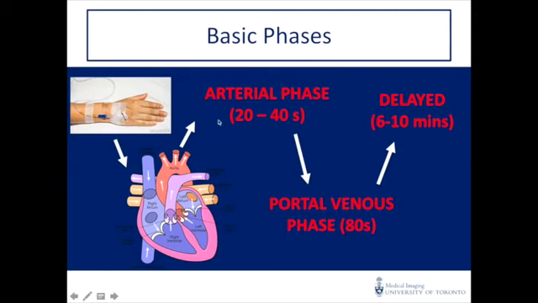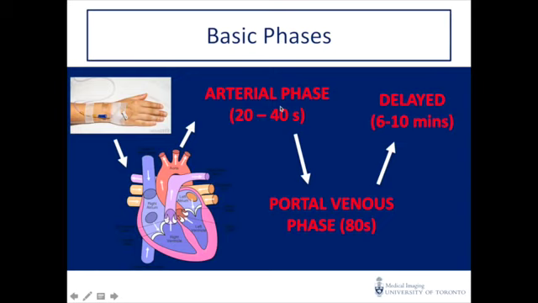The first basic phase that we're going to talk about is the arterial phase. That is the phase where the contrast is predominantly in the arteries. And you can have early and late arterial phases, but for now let's just say the arterial phase, and we wait generally about 20 to 40 seconds after injection to get a good arterial phase.